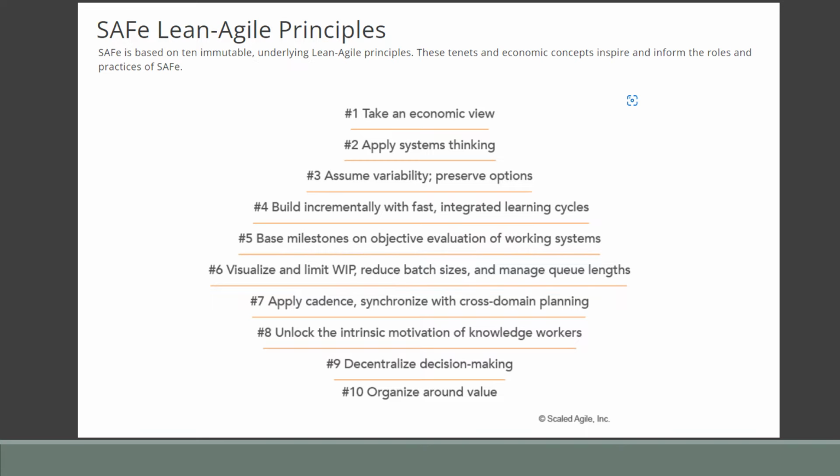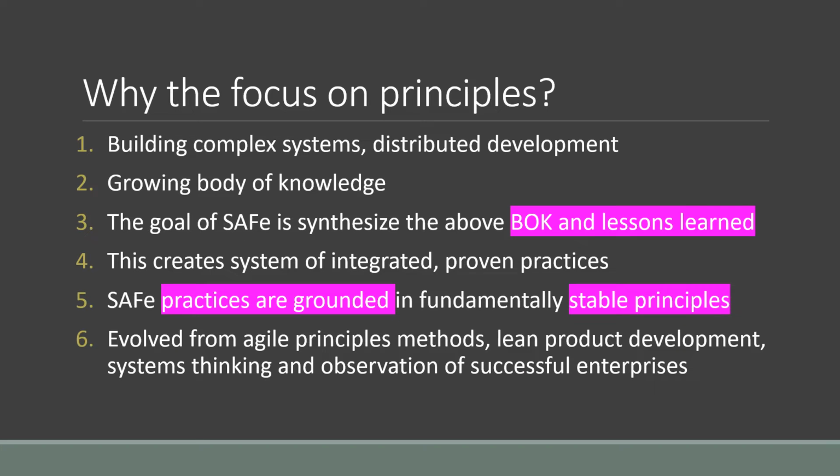SAFE is based on 10 immutable Lean Agile principles as displayed here. We're going to discuss each one in a little more detailed way. Before that, let's understand why SAFE is focused on principles.